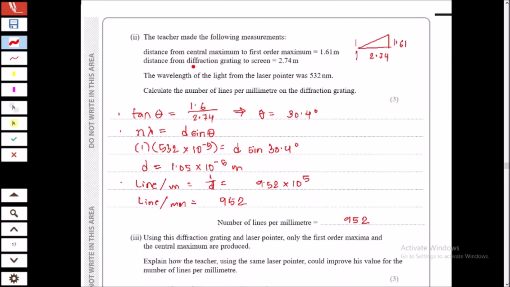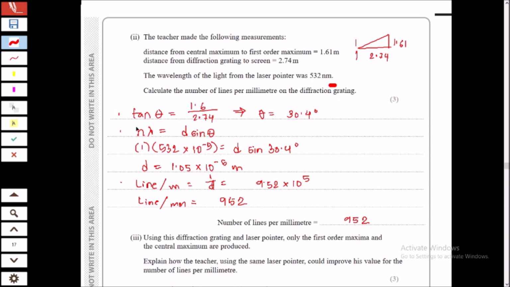Okay. So we know this distance, the distance between the central maximum and the first order maximum. We know the distance from the diffraction grating to the screen. Both have been given. We know the wavelength of the light, and from there we have to calculate the number of lines per millimeter on the diffraction grating. So how can we do that? First of all, let us find this angle. Tan theta is equal to 1.16 by 2.74. That gives us this theta that we saw on the previous page to be 30.4.